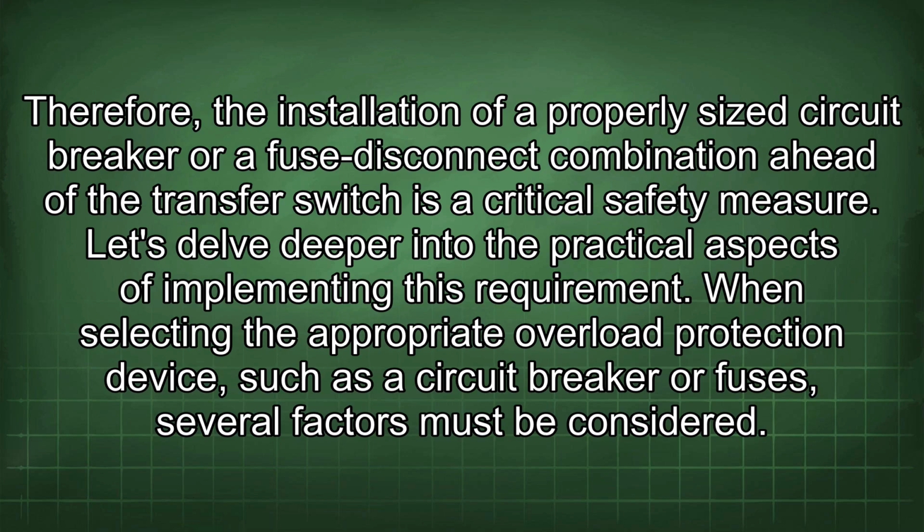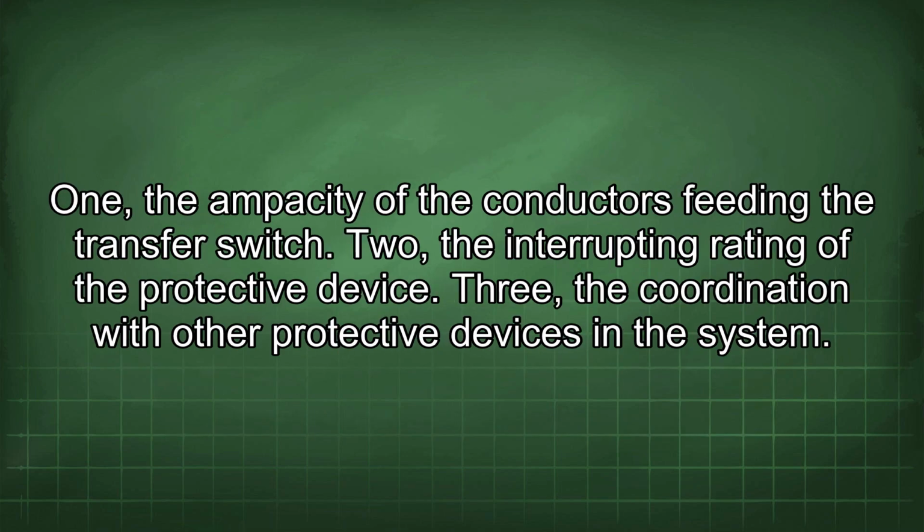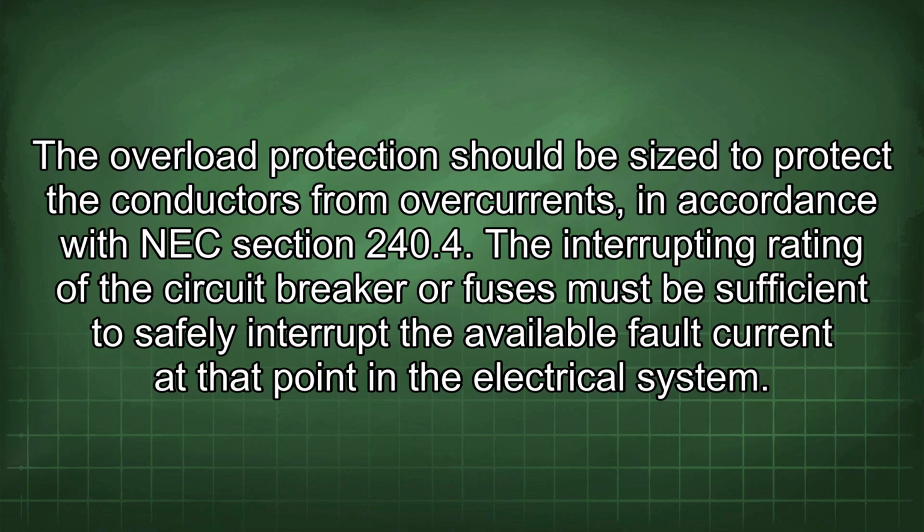Let's delve deeper into the practical aspects of implementing this requirement. When selecting the appropriate overload protection device, such as a circuit breaker or fuses, several factors must be considered. 1. The ampacity of the conductors feeding the transfer switch. 2. The interrupting rating of the protective device. 3. The coordination with other protective devices in the system. The overload protection should be sized to protect the conductors from overcurrents, in accordance with NEC Section 240.4. The interrupting rating of the circuit breaker or fuses must be sufficient to safely interrupt the available fault current at that point in the electrical system.